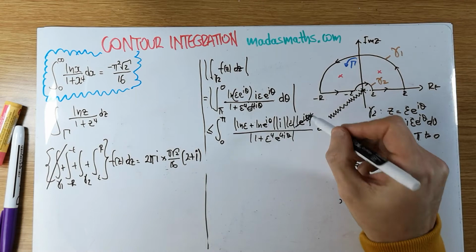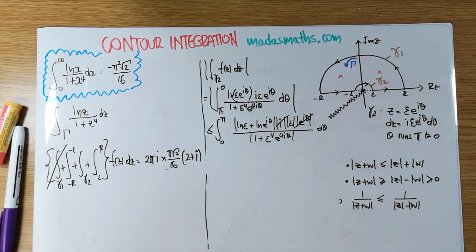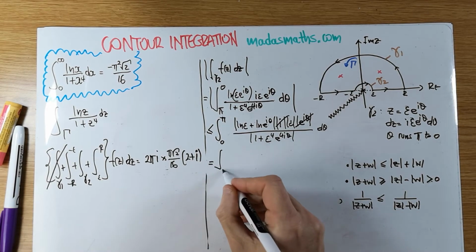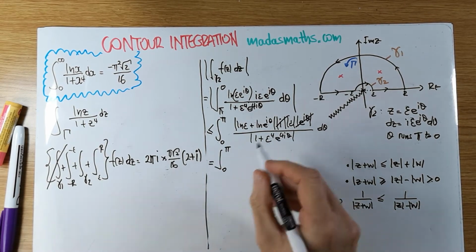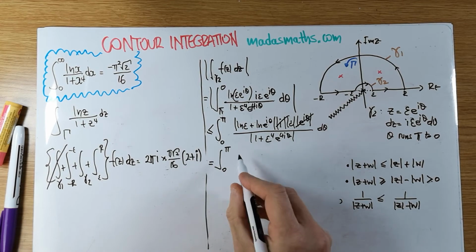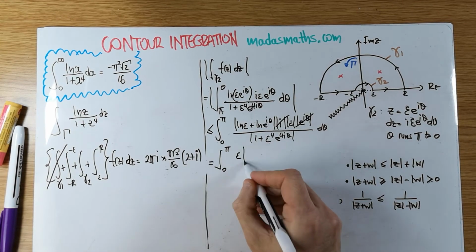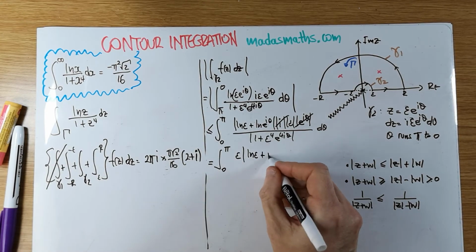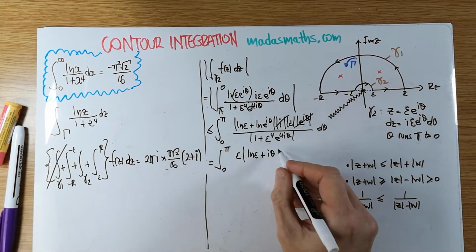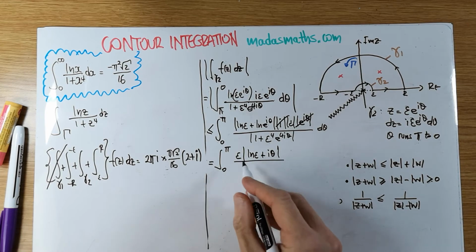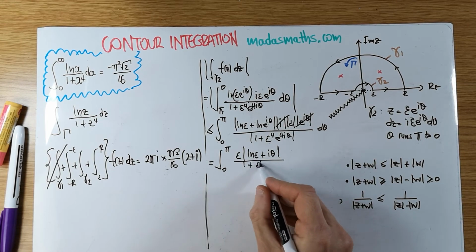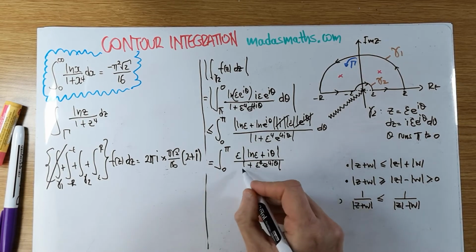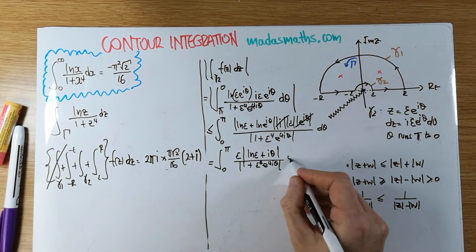e to the i theta modded is 1, i is 1. So we're going to have now a little bit of a tidy, 0 to pi. Epsilon does not need a mod anymore, right at the front. And then we've got the log of epsilon plus i theta inside the mod over the mod of 1 plus epsilon to the 4 e to the 4i theta on the denominator, d theta.